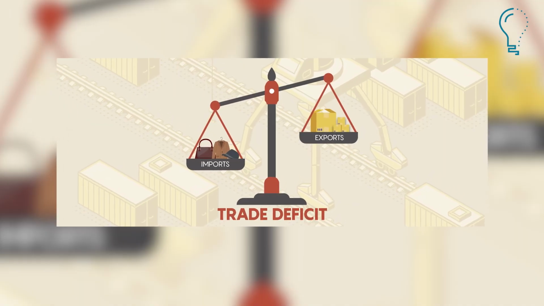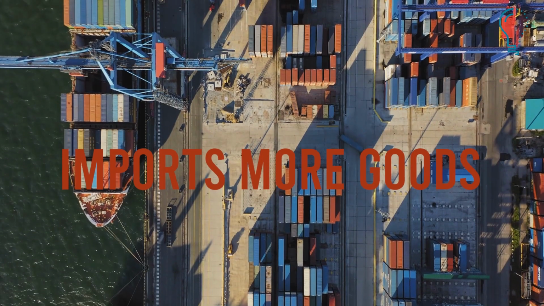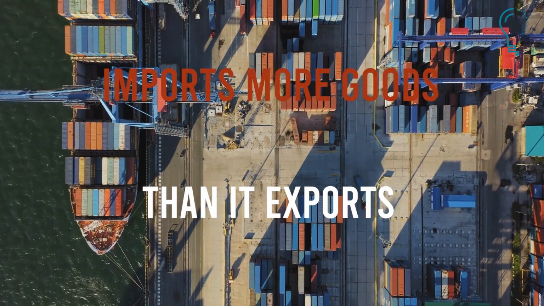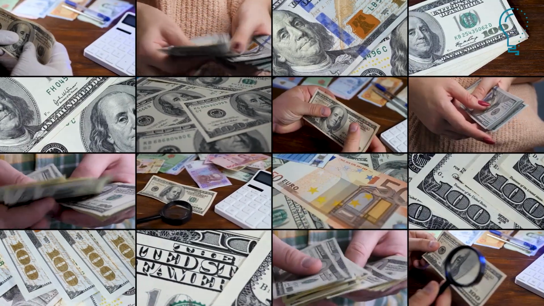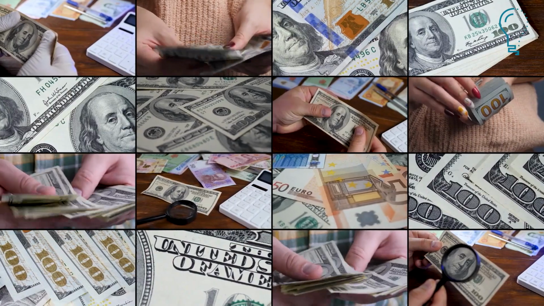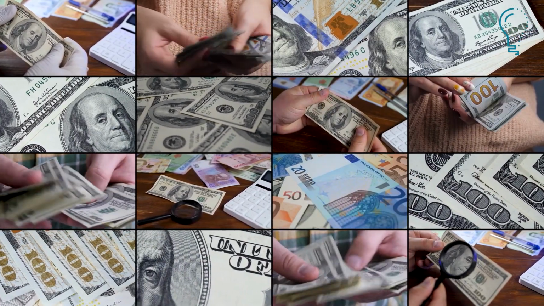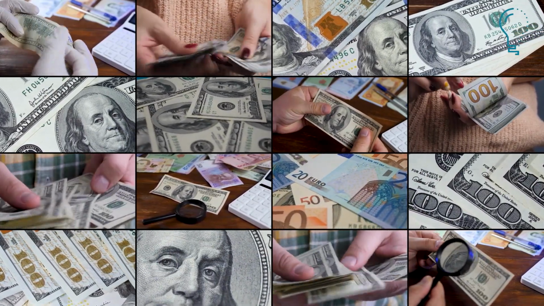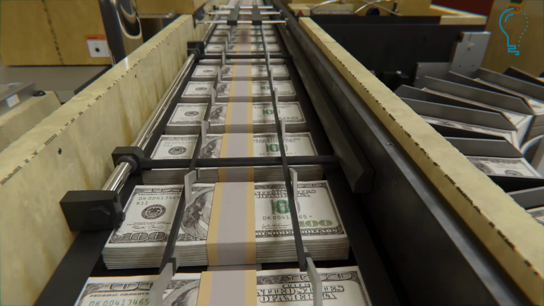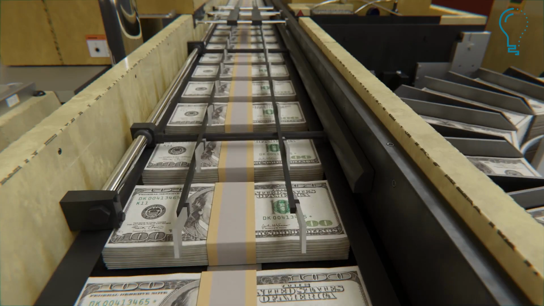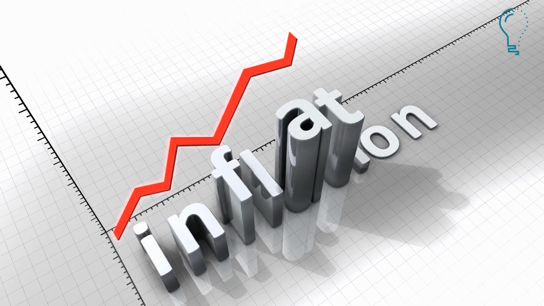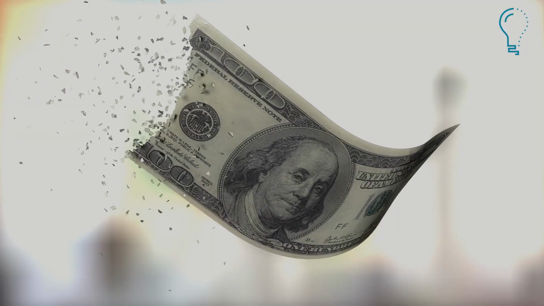The US has a large trade deficit, which means that it imports more goods than it exports. This trade deficit means that there is a constant demand for dollars outside of the US, as other countries need dollars to purchase US goods and services. This demand for dollars means that the US has to continually create new dollars to meet this demand, which can lead to inflation and a weakening of the dollar's value.